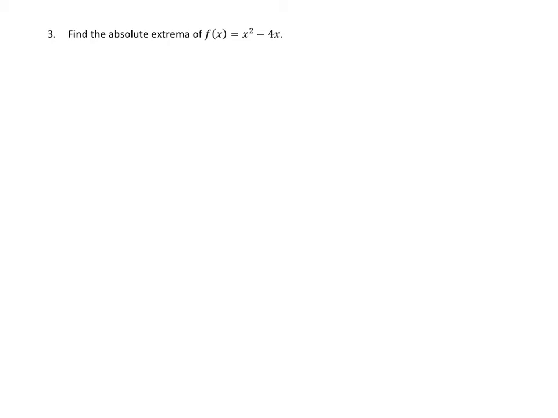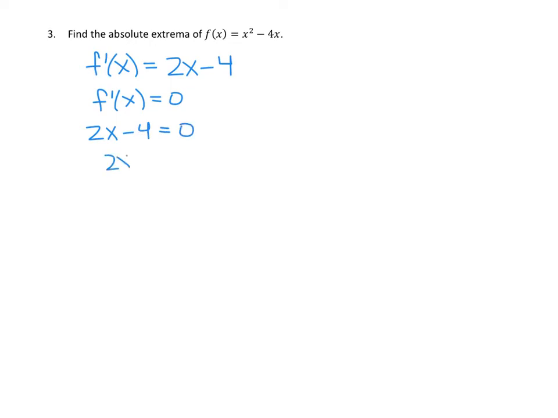To find critical values, we need to find the first derivative. So we're taking f prime of x, which is equal to 2x minus 4. To find the critical values, we're going to set f prime of x equal to 0. So we're setting 2x minus 4 equal to 0. Solving for x, we get 2x equal to 4, so x is equal to 2 is our critical value.